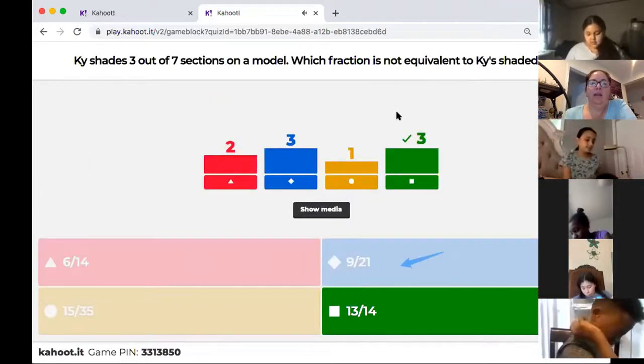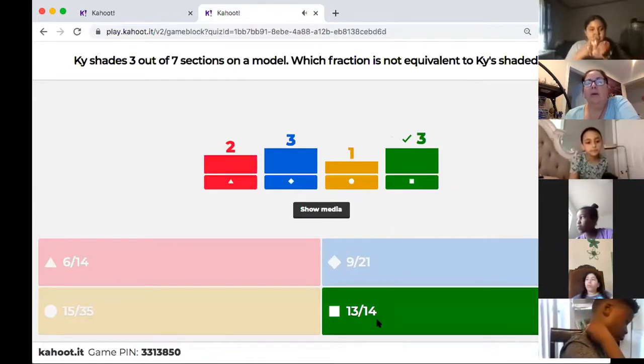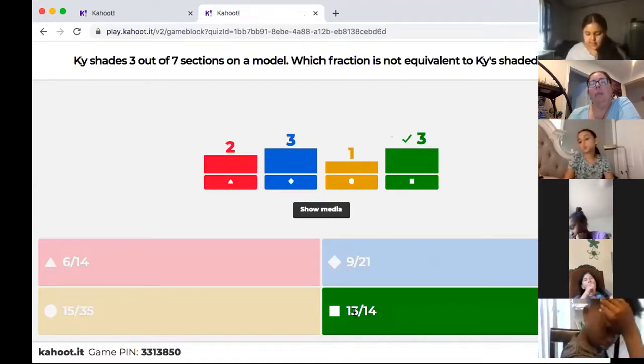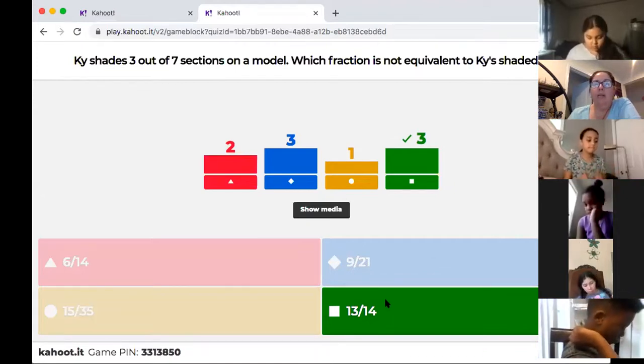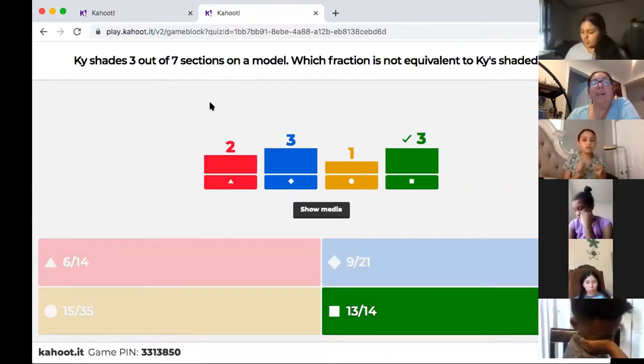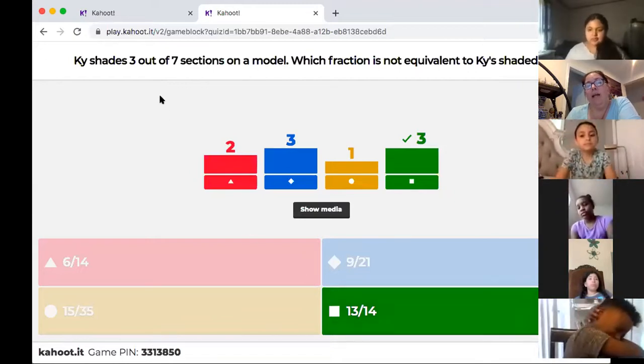Good. So, yes, 3/7. You cannot multiply 3 and multiply 7 by some number and get to 13/14. Everything else could be an equivalent fraction, right? 3 times nothing is 13, actually, right? You can't multiply anything by 3.